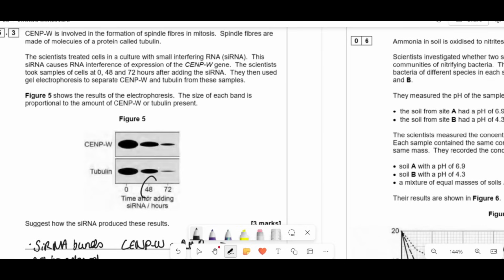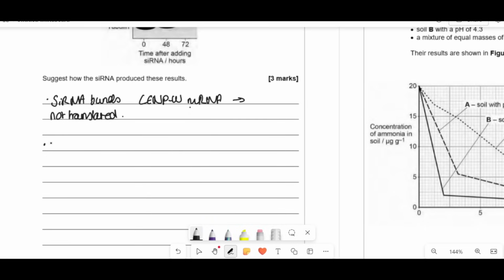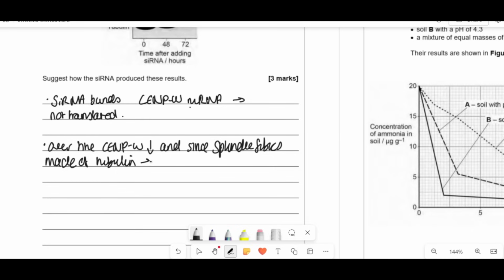So can you see how they've done it after hours, after time? They've mixed them together, they left it for a bit and left them over time. Can you see how this drops? It starts here, it drops, this here, starts and drops and drops. So clearly, over time, it's decreasing. But in the question, it's also told you that CENPW is involved in the formation of spindle fibers. Spindle fibers are made of tubulin, so both of them are dropping. So this means that over time, CENPW decreases, and since spindle fibers are made of tubulin, you're also going to get a decrease in tubulin over time. That's all it is. Got to use the question.